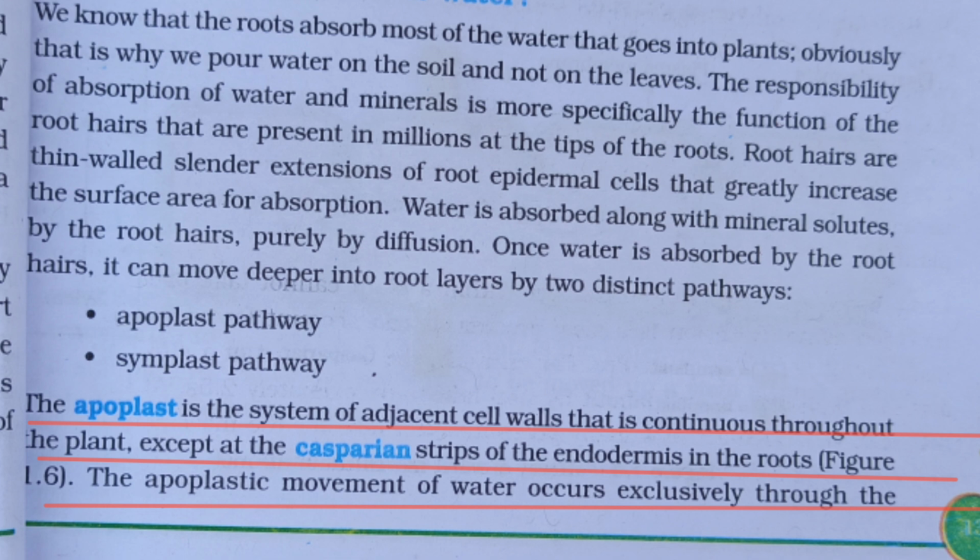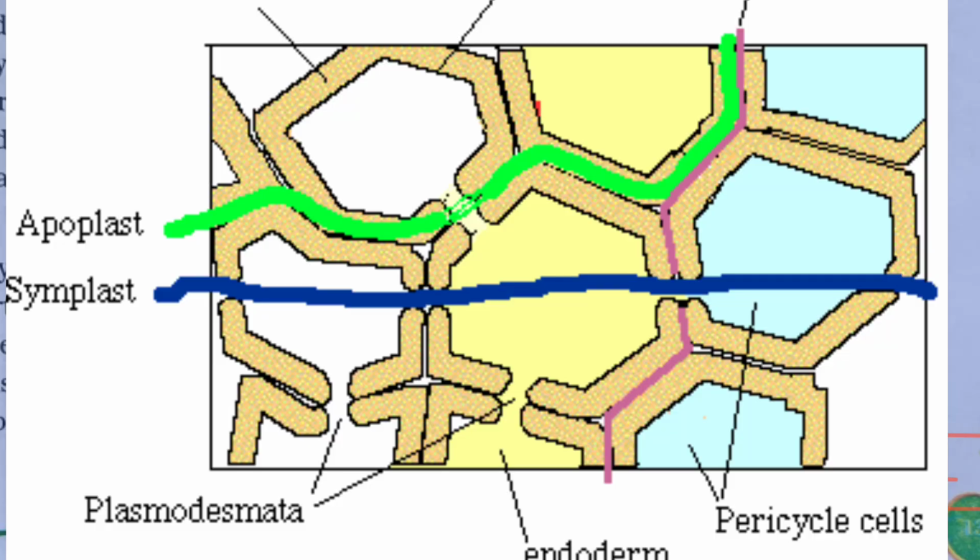Here is the pathway of how water is absorbed in a plant. We will observe the topic. There are two pathways: the apoplast pathway and the symplast pathway. The apoplast pathway is the system of adjacent cell walls that is continuous throughout the plant except at the Casparian strips of the endodermis in the roots.